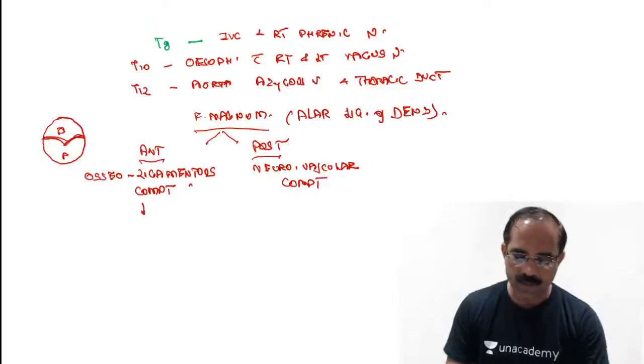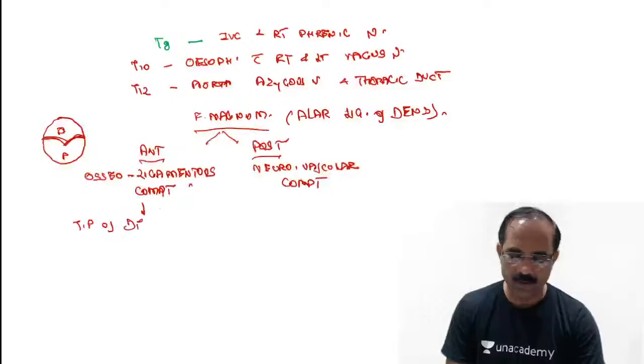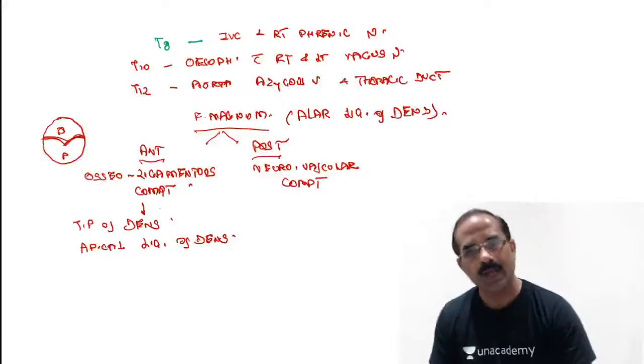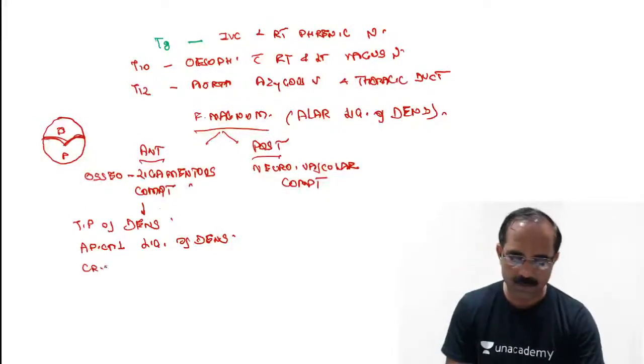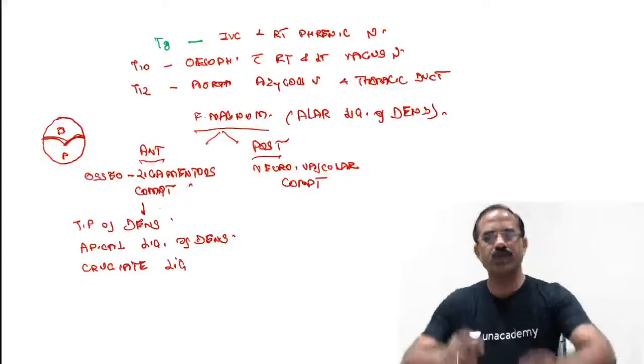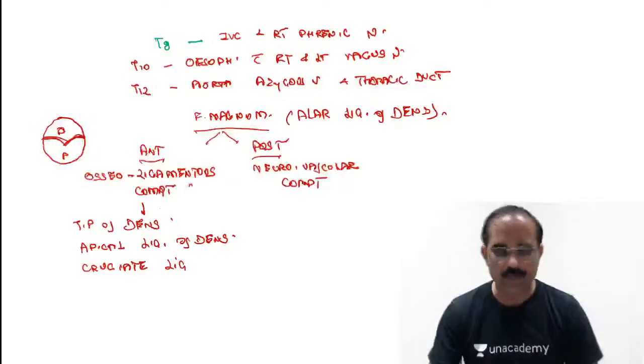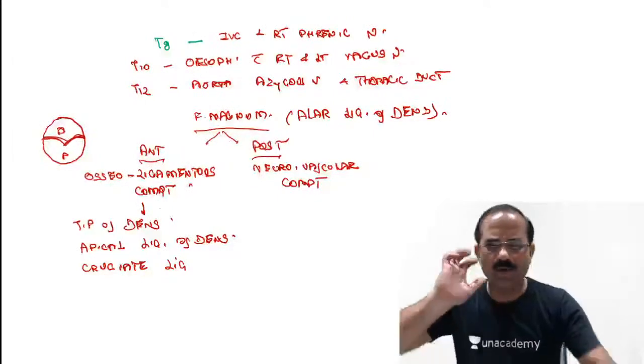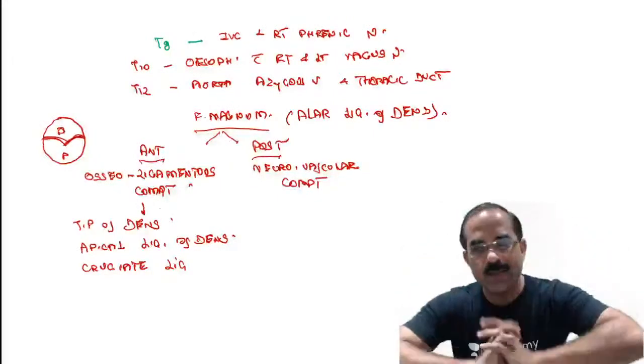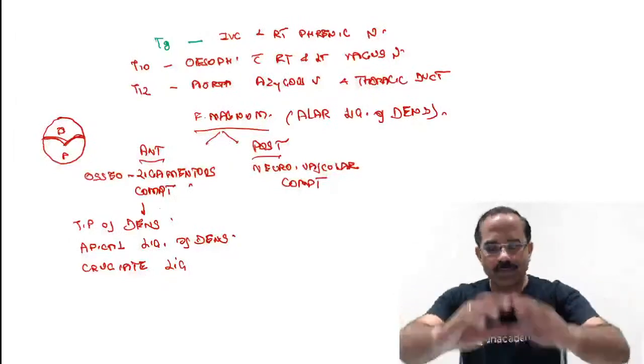So what passes through the anterior compartment? The tip of the dens, the apical ligament of the dens, and the cruciate ligament. Cruciate is an egg-shaped ligament. Students, what goes through the anterior compartment? It's osteoligamentous, meaning only bones and ligaments go. So what passes is the tip of the dens.